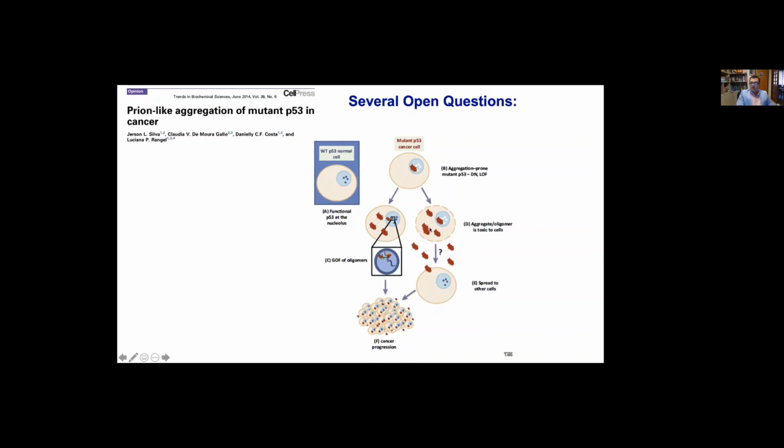So the story has started to get stronger, especially in the last 6-7 years, that indeed the aggregation of mutant p53 is a key event in the pathophysiology of cancer, not only as a kind of prion-like effect inside the cell, but also eventually in transmitting this phenotype to adjacent cells and driving cancer progression. So there is a lot of study still in progress.